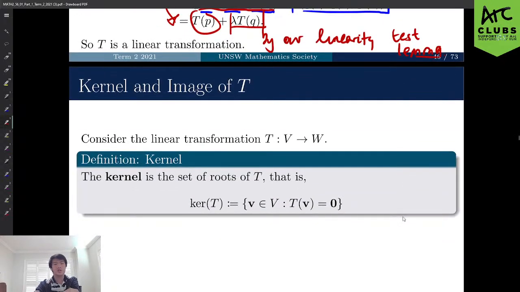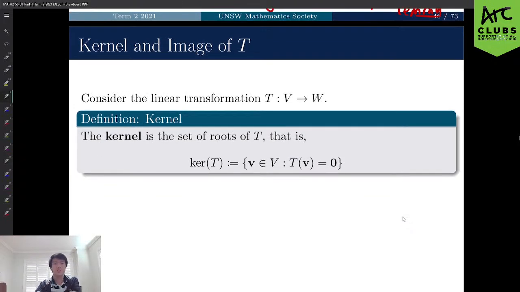So once we have a linear transformation T, Jay talked about kernels and images, and it turns out all of that applies to T as well. So the kernel is a set of roots of T, so basically a set of all V in the domain such that when you map it, it just goes to 0, right? So that's basically a set of all roots as well.